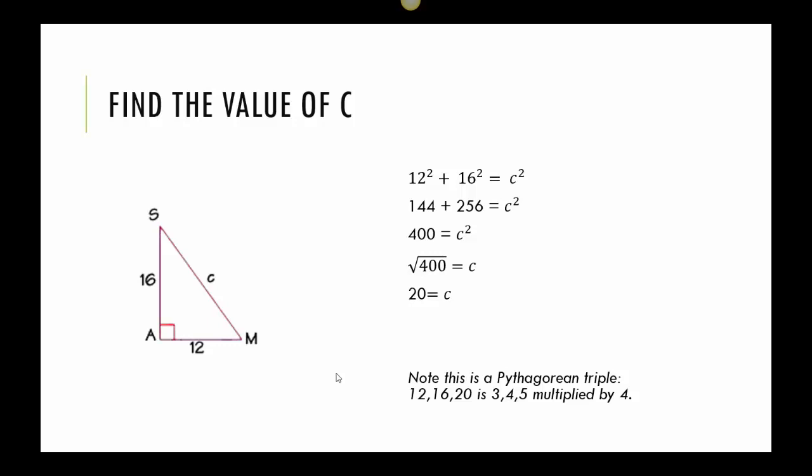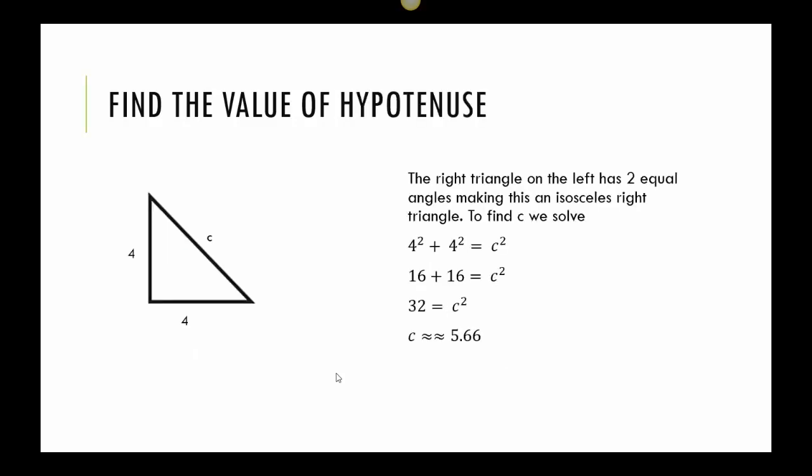Notice this was a Pythagorean triple. If I took 3, 4, and 5 that we've talked about before and multiplied it by 4, I would get 12, 16, 20. So you can see we did the math and we got the 20. We could have done the multiply by 4. I got the 20 as well. All right, so let's look at this one too.